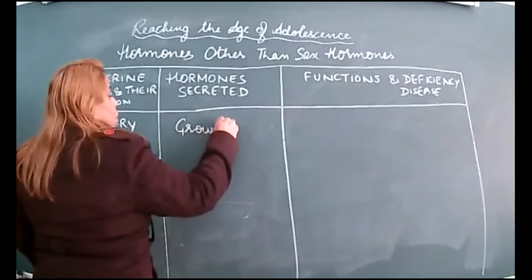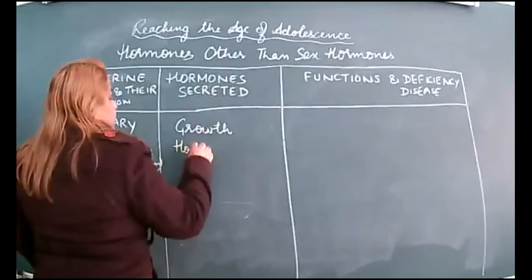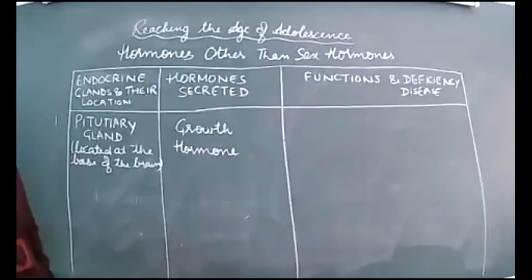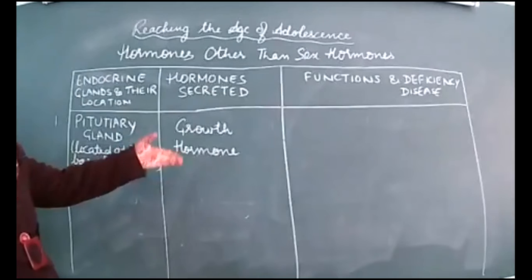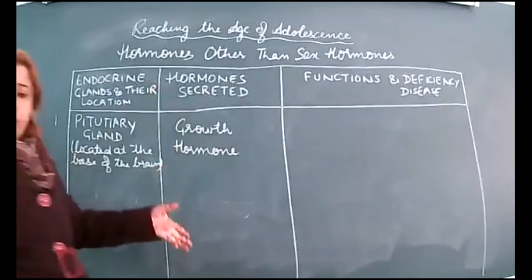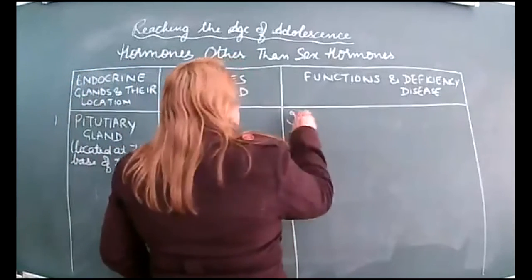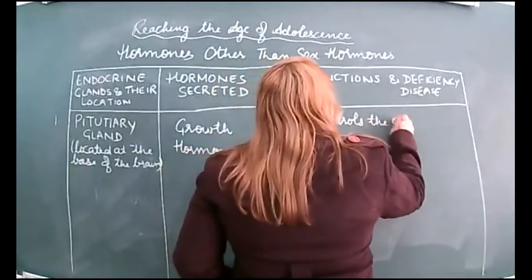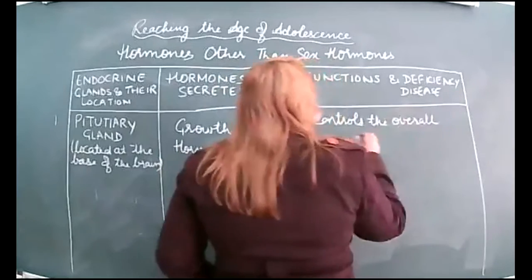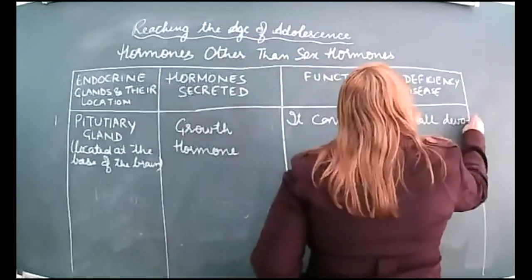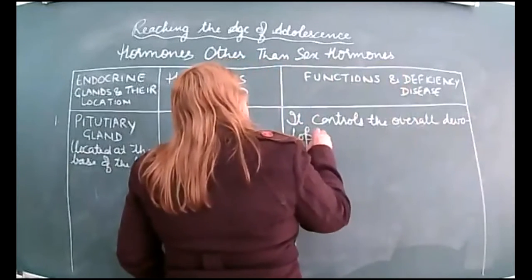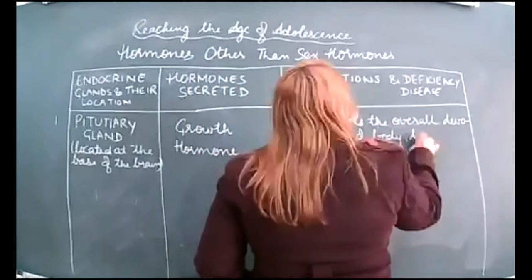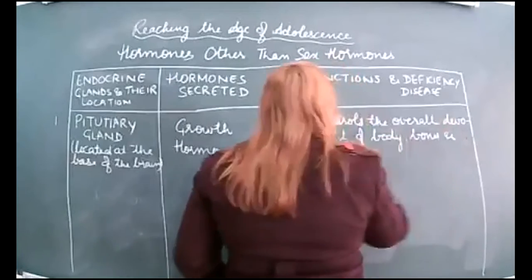Now which hormone is secreted? It secretes growth hormone. Since it secretes growth hormone, that means it controls the overall development of the body. So what is its function? It controls the overall development of the body, bones and muscles.